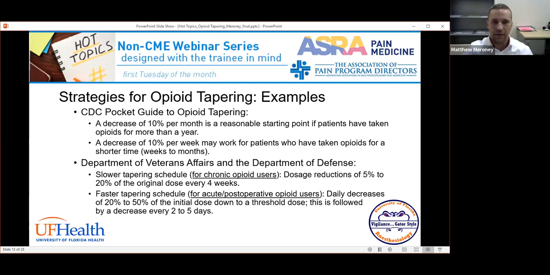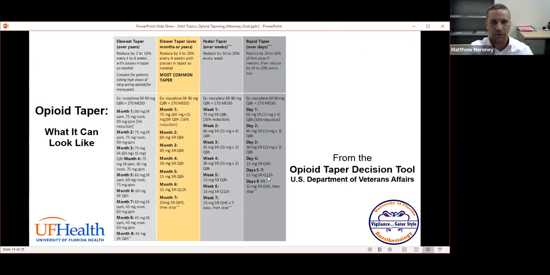The VA takes maybe a slightly different but similar approach, where it's 5 to 20% over about a month. But they may get as aggressive as decreasing the amount every few days. So this is a good example of the maximum and minimums of tapering. I kind of like thinking about things that way.